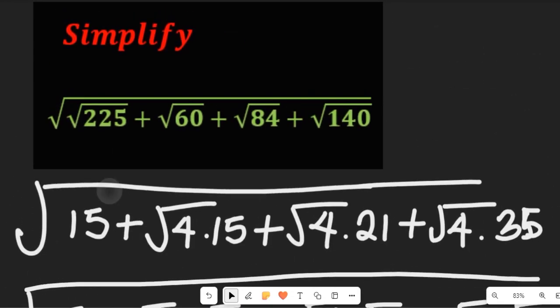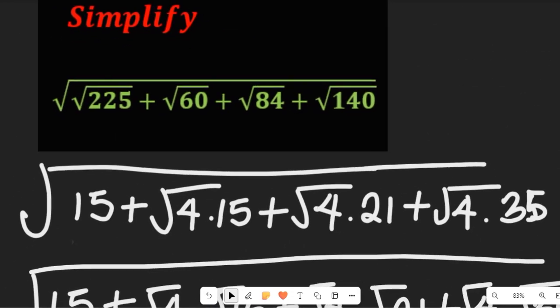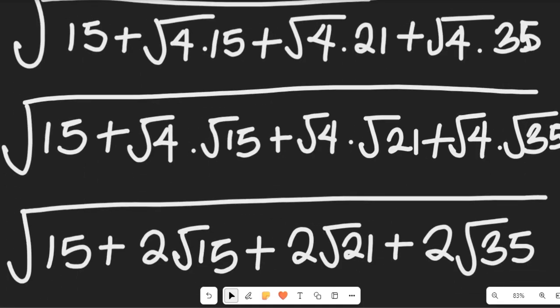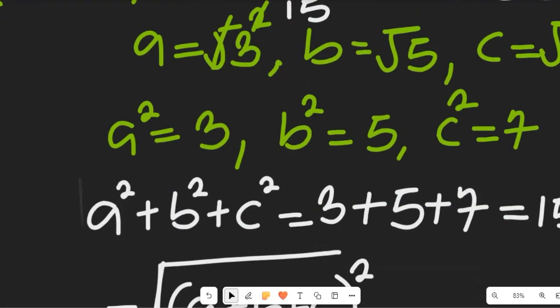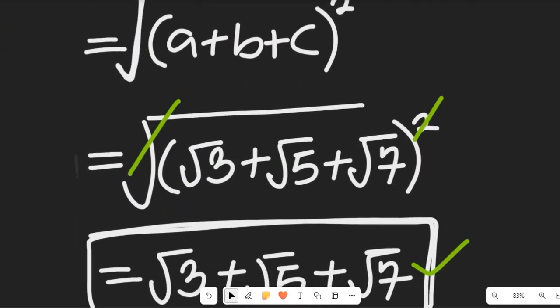So you see, very easy. Applying the laws of algebraic formulas can be used to solve simple square root problems like this.